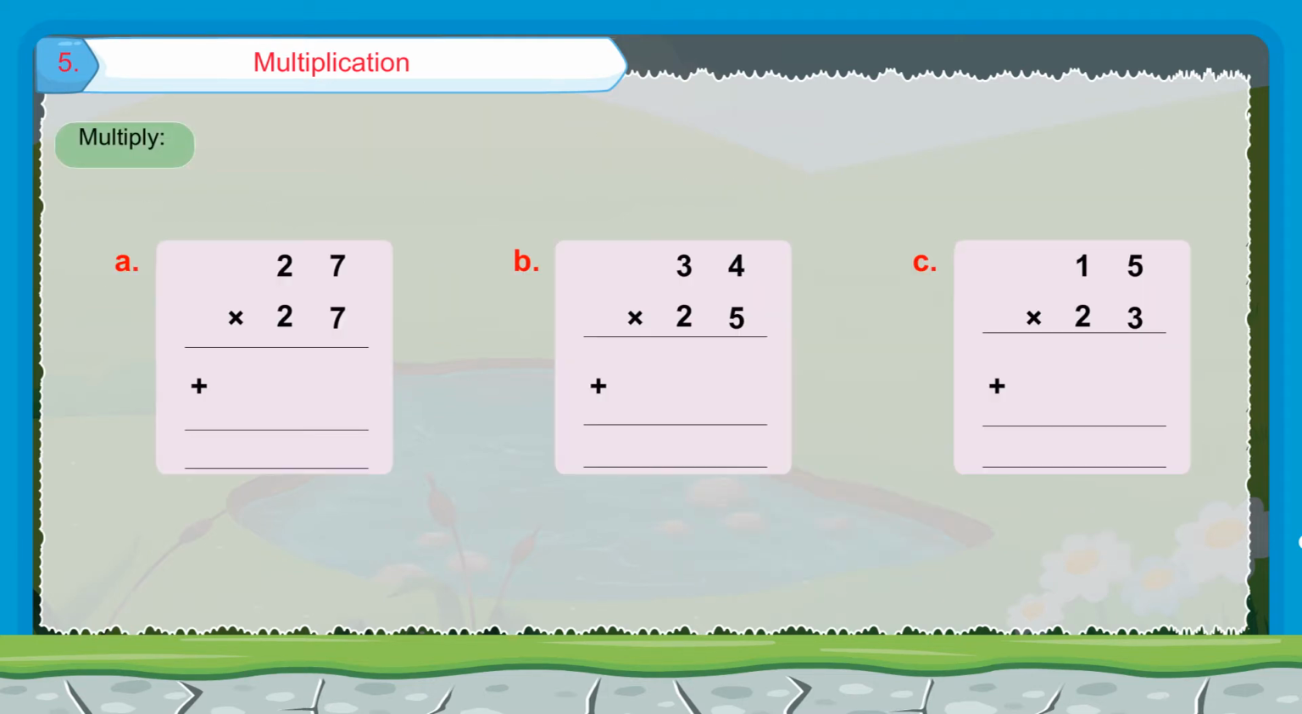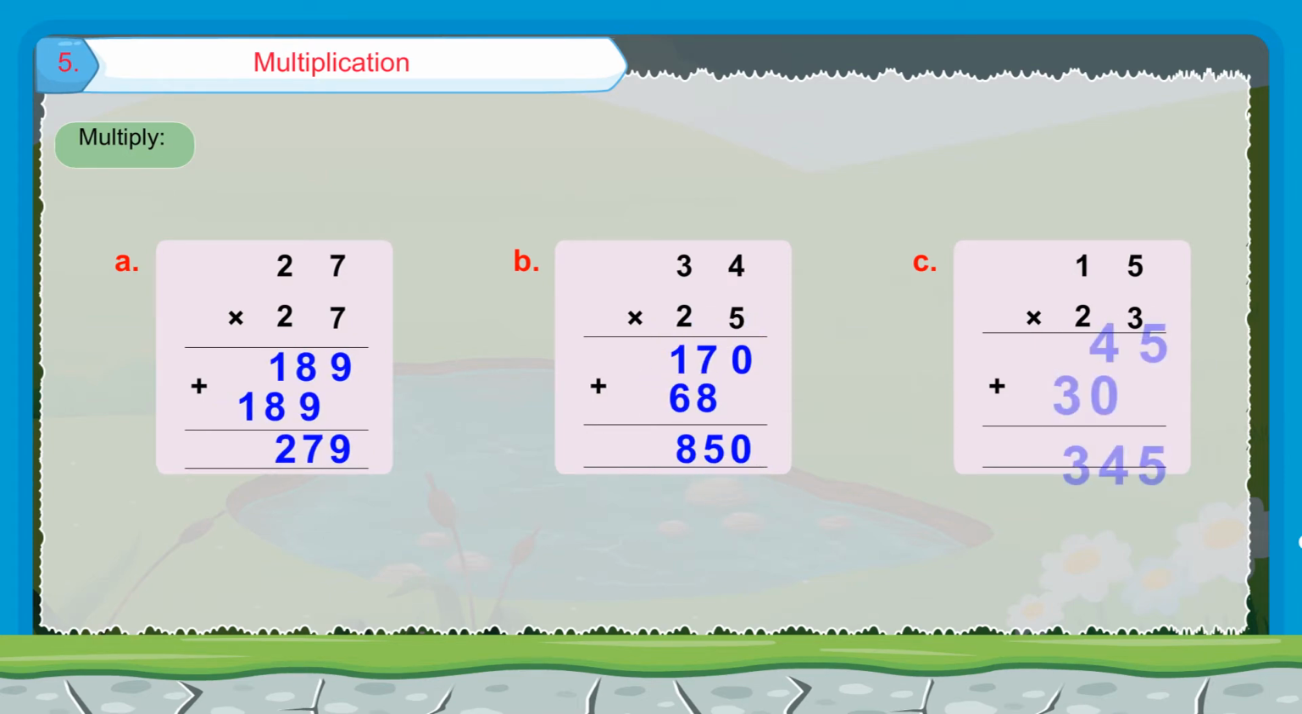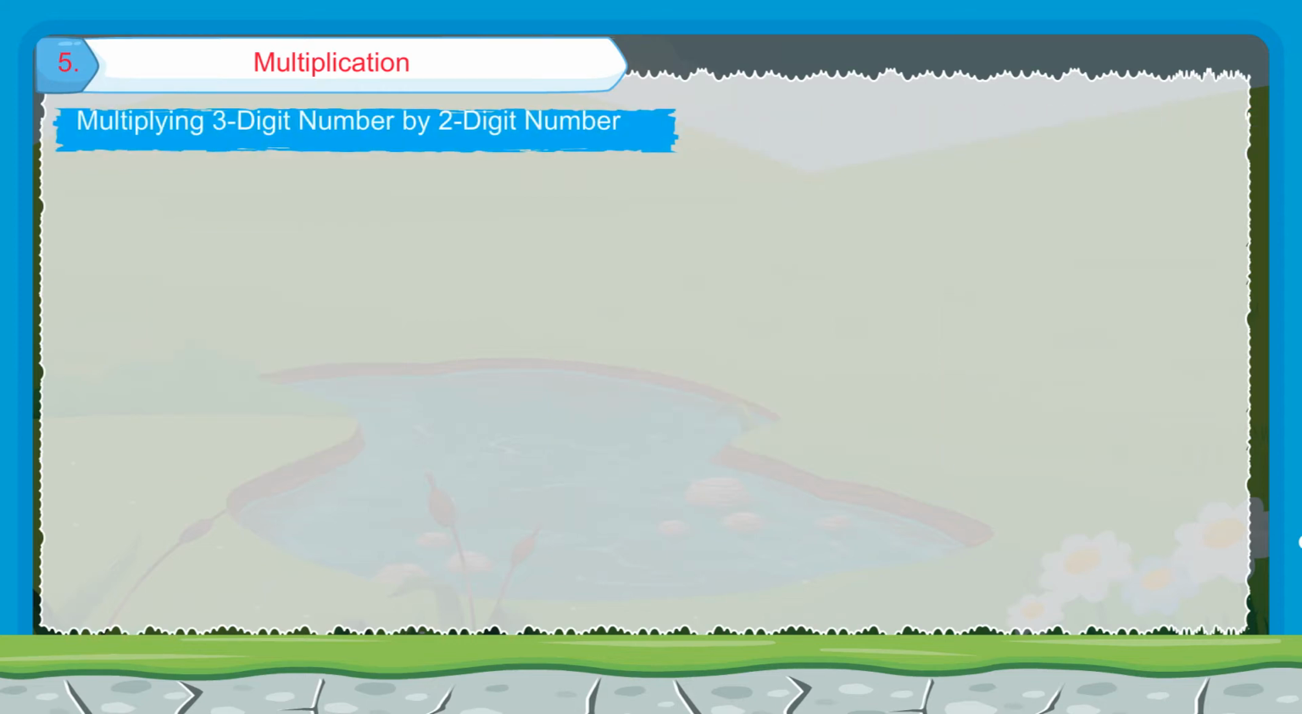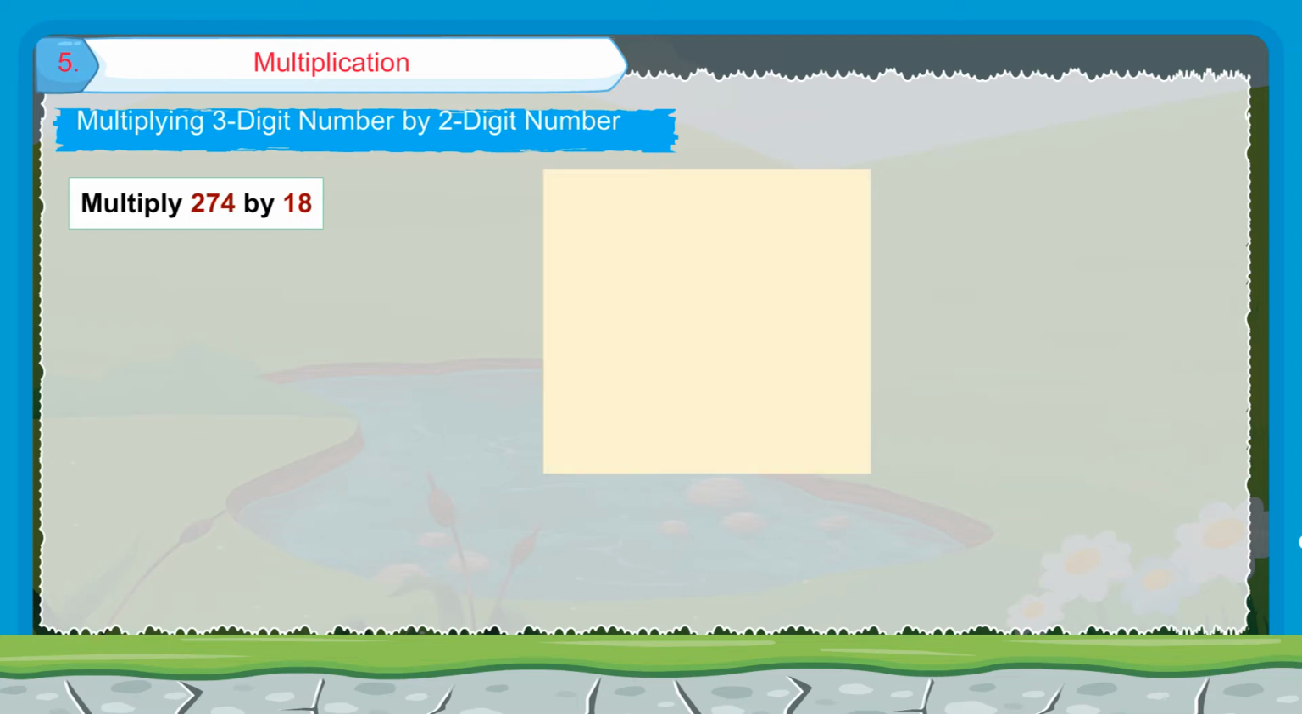Multiply. 4. Multiplying three-digit number by two-digit number. Multiply 274 by 80. Thousands, hundreds, tens, ones.